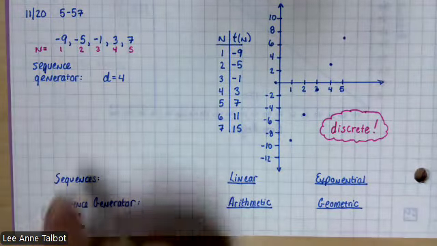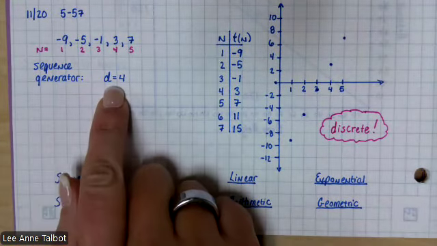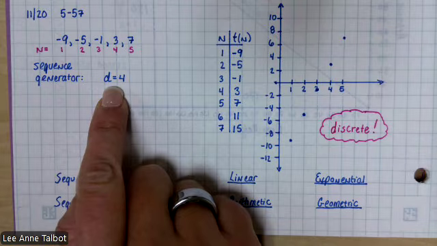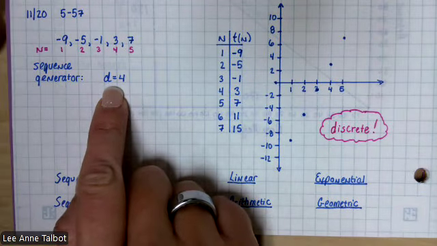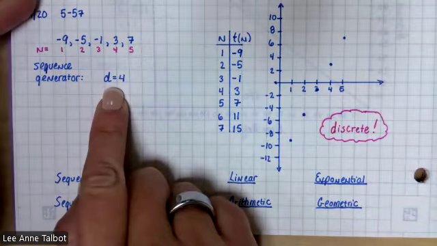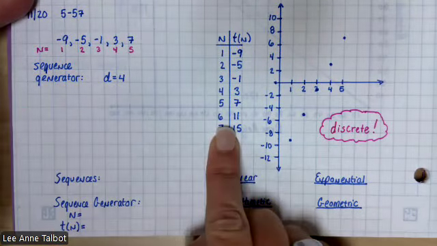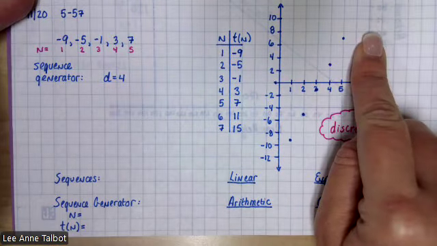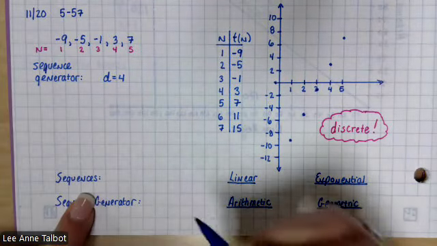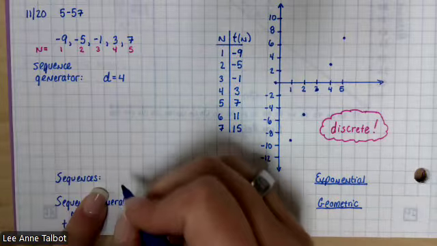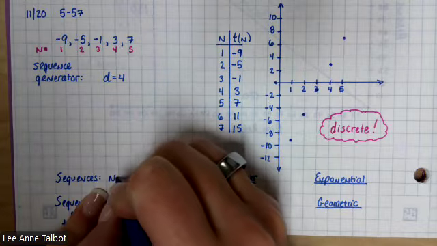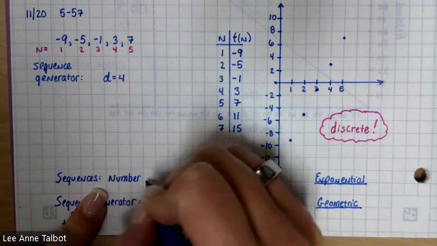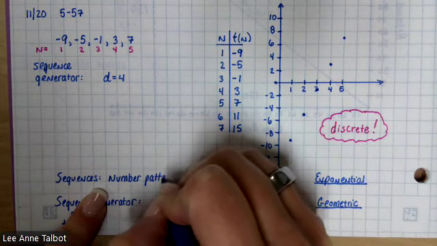Okay, so we figured out the sequence generator is D in this problem. It's not always D. I'll go over that in a second. We figured out the table. We figured out the graph. Okay, now come down here. We're going to do some defining. Sequences are number patterns.